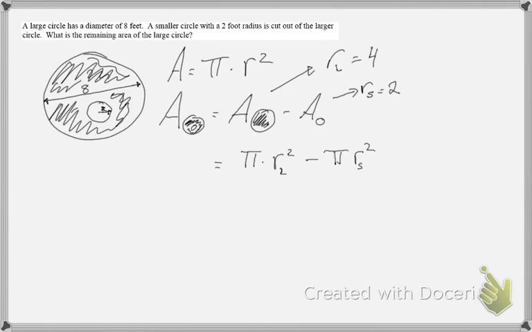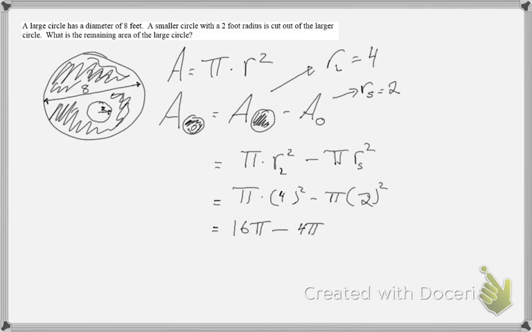And from here, I can just plug in the things that I know. The area of the large circle is pi times the square of its radius. Its radius was 4, minus pi times the square of the radius of the small circle, which we were told was 2. And then I can just simplify this using the order of operations. 4 to the second power, it's 4 times 4 is 16. So I'll get 16 pi minus 2 to the second power is 2 times 2, or 4 pi.